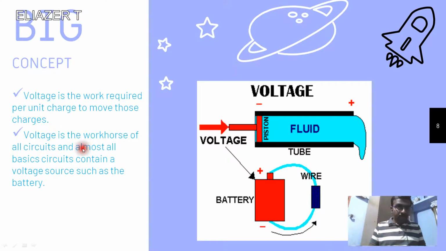Okay, fine. So voltage is the workhorse of all circuits. This is essential because voltage carries a lot of work. Without the voltage, there won't be the flow of charges and there won't be electricity. Okay, fine.